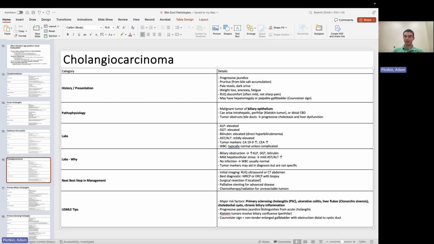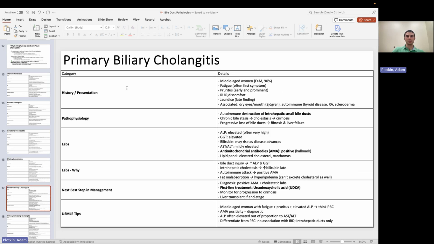We can see progressive painless jaundice that distinguishes it from acute cholangitis, because those patients are going to be severely ill and have systemic symptoms. A Klatskin tumor involves the biliary confluence, which is the perihilar region. And then Courvoisier's sign, we have a non-tender enlarged gallbladder with obstruction distal to the cystic duct, which I showed you previously.